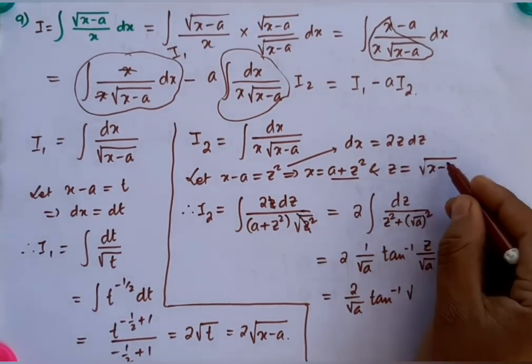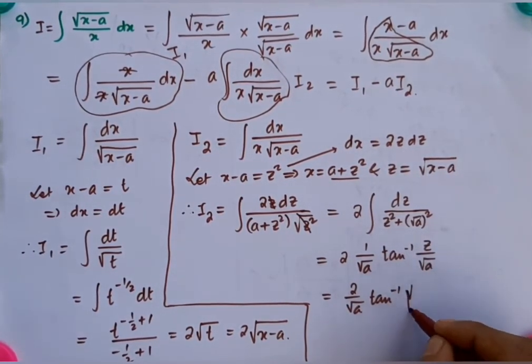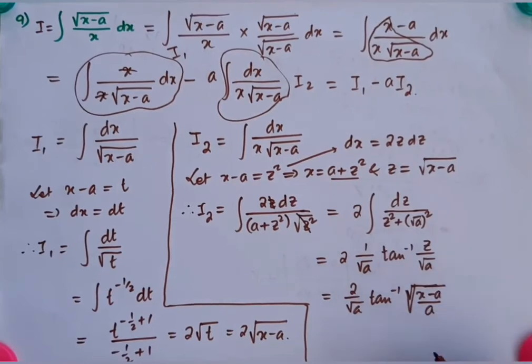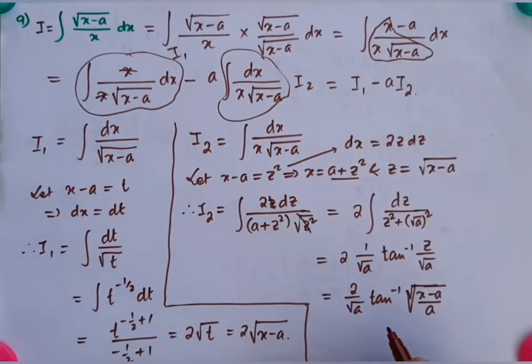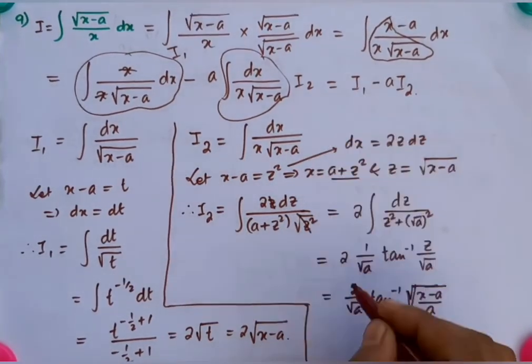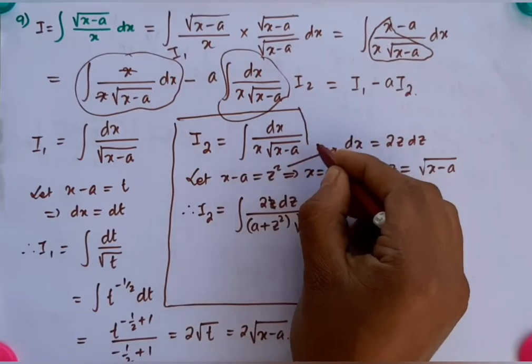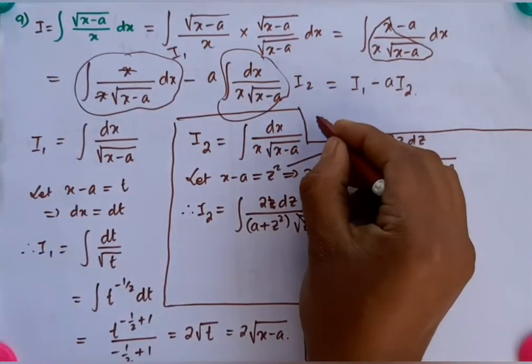See, z is square root of x minus a, divided by square root of a. So you can combine both, and you can write it as x minus a by a. So this is the value of I2. So that's why ultimately your answer should be, okay, I don't have a space here, I'll write my answer here only. Ultimately you will write, therefore I equals to I1.